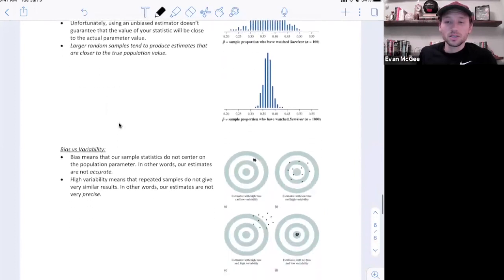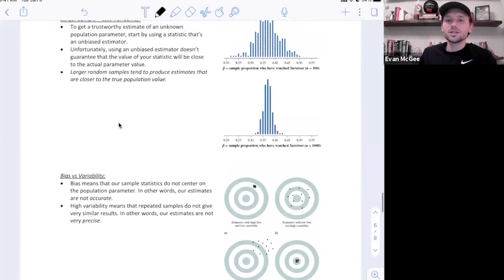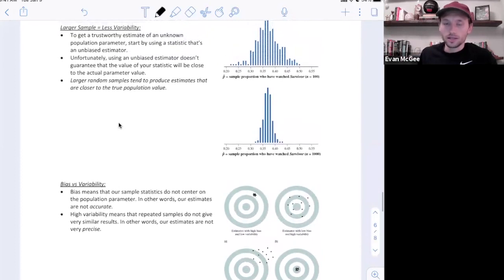But just because you are more precise doesn't mean you're more accurate. You need to be aware of that. This concept of taking a larger sample is only better if your sampling method is good. Because if you still have bias in your sampling method, then you might have less variability, but you may be still consistently missing the mark.